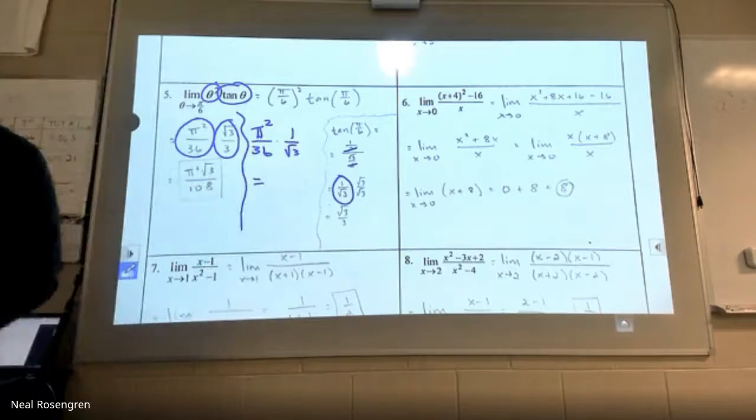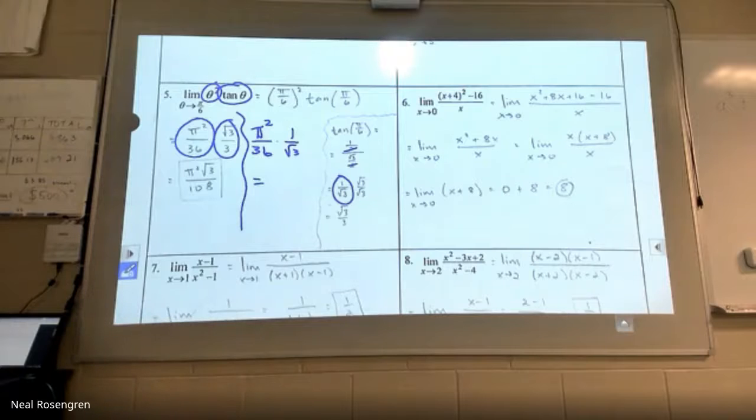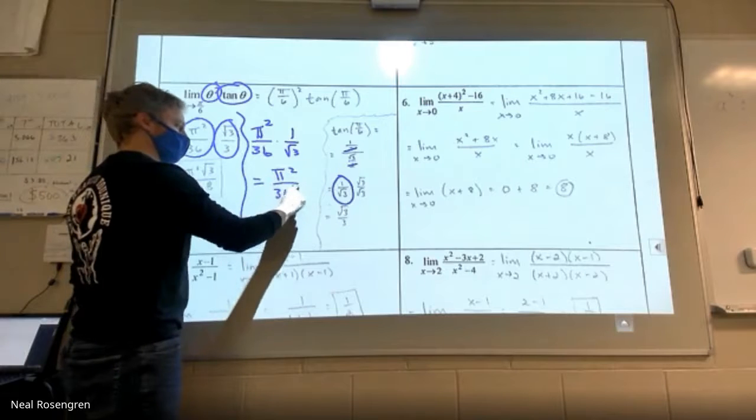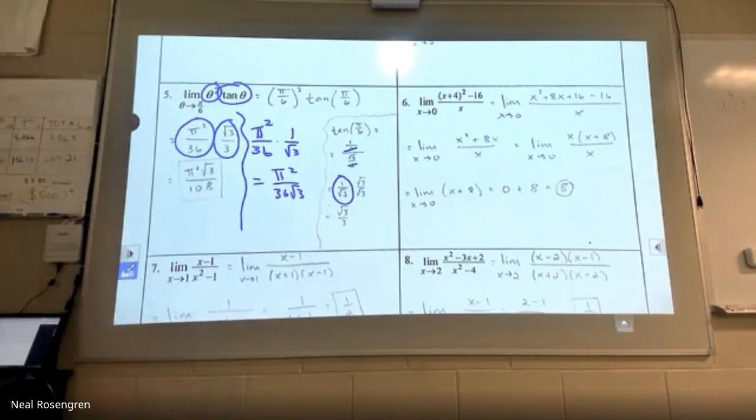Welcome to calculus, where you no longer have to rationalize denominators to get full credit for a problem. So I could just leave this as pi squared over 36 radical 3. That'd be fine too. But the downside to this problem is tangent of pi over 6 is not 1 or 1/2 or something nice that the calculator gives me. It's whatever that decimal is, 0.7, blah, blah, blah.